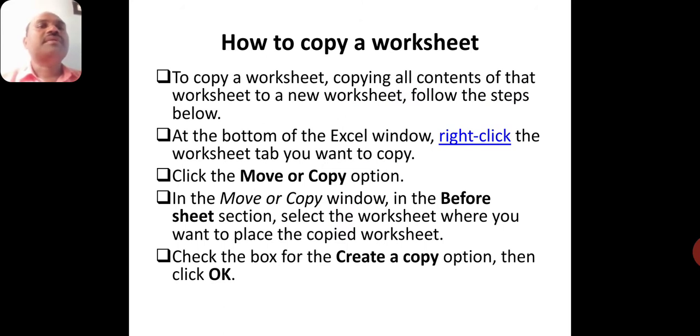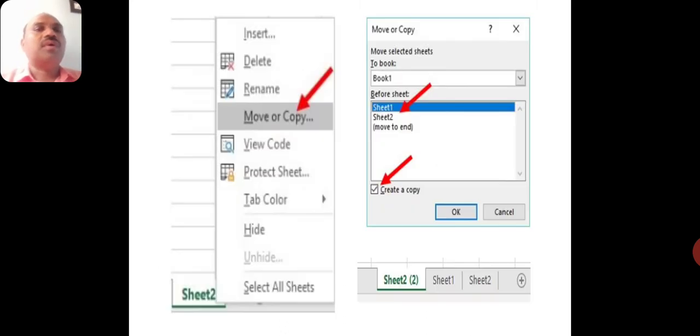How to copy a worksheet? To copy a worksheet, copying all the contents of that worksheet to a new worksheet, follow the steps below. At the bottom of the Excel window, right click on the worksheet tab you want to copy. Click the move or copy option. In the move or copy window, in the before sheet section, select the worksheet you want to place the copied worksheet. Check the box for the create copy option, then click OK.